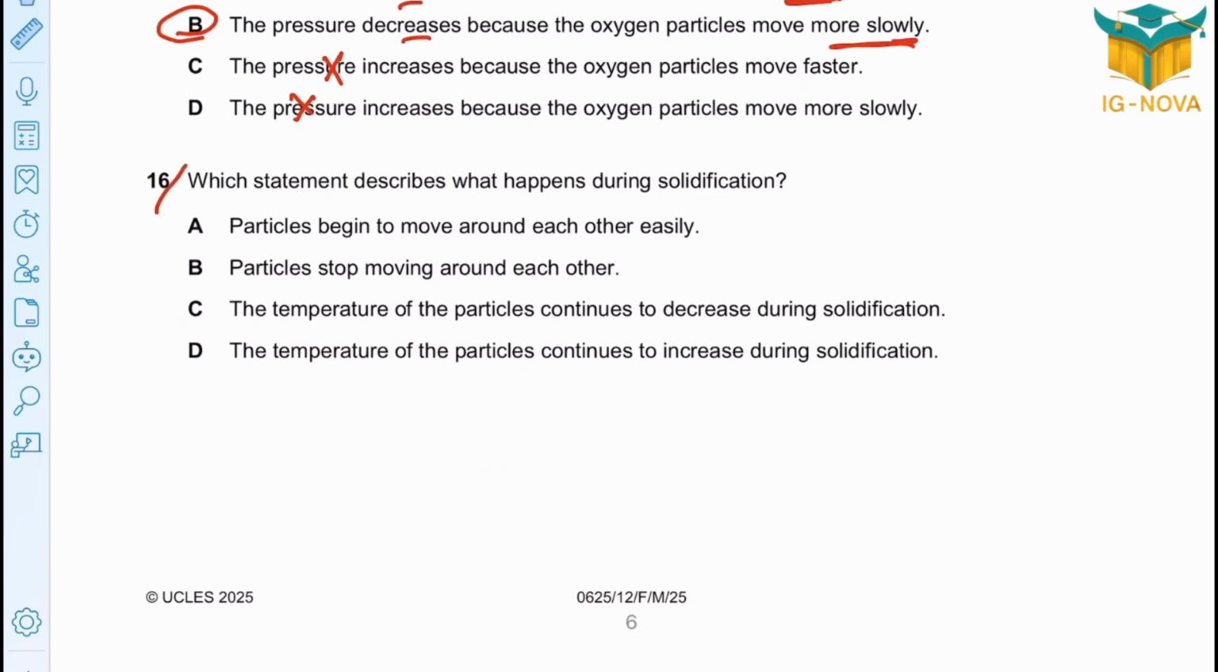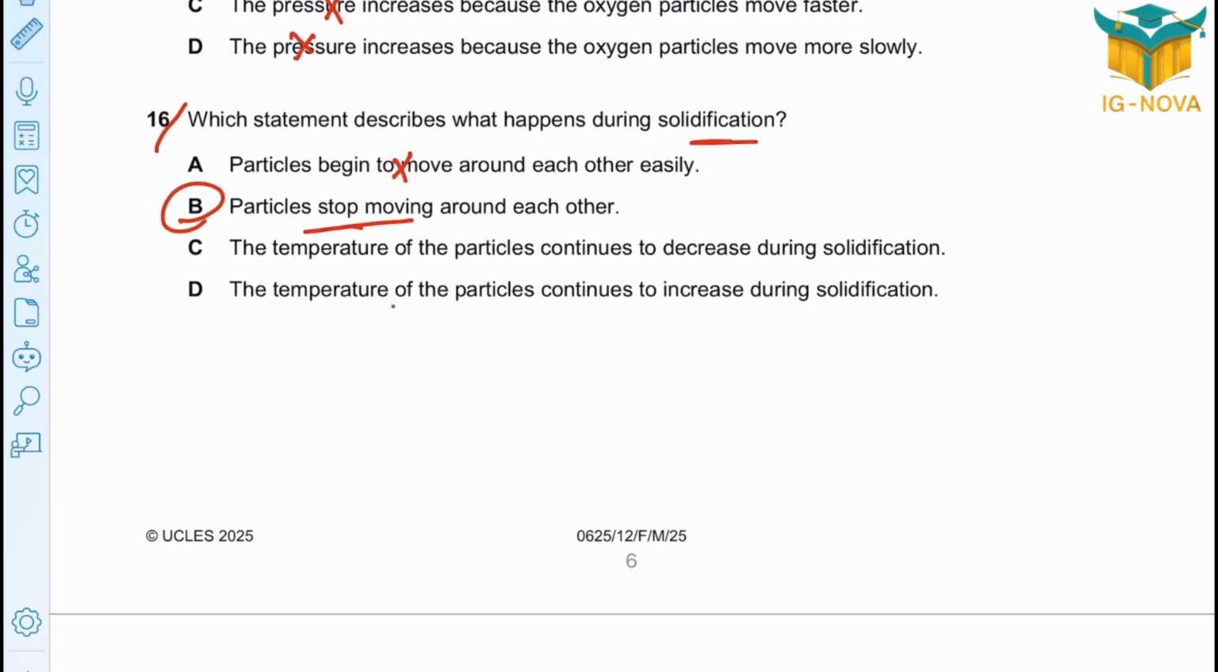Question 16. Which statement describes what happens during solidification? During solidification, particles begin to move? No, they stop moving around each other. In general, for the solidification process, the particles are not moving. Why not temperature here? Because solidification doesn't require temperature, or the temperature is not a factor in it. Okay, we're talking here about the process in general. So in general, they stop moving around each other.